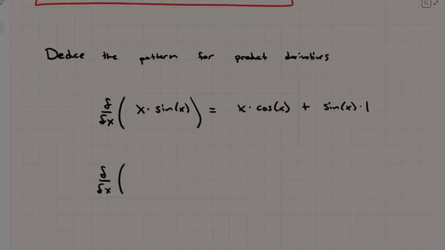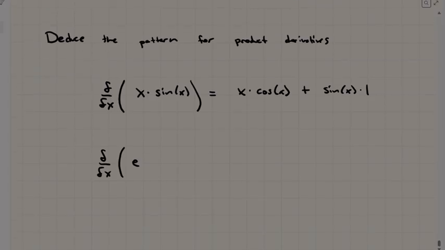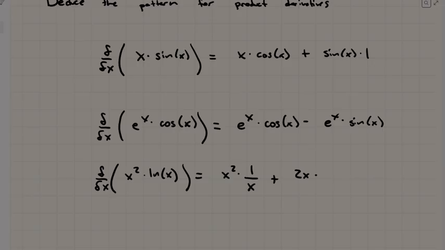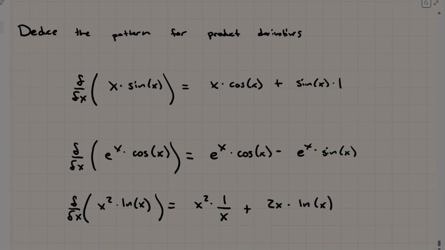Next, two examples ago, we said that the derivative of e to the x times cosine x was equal to e to the x times cosine x minus e to the x times sine x. And then in the last example, we said that the derivative of x squared times ln of x is equal to x squared times 1 over x plus 2x times ln of x. So let's see if we can find a pattern here.